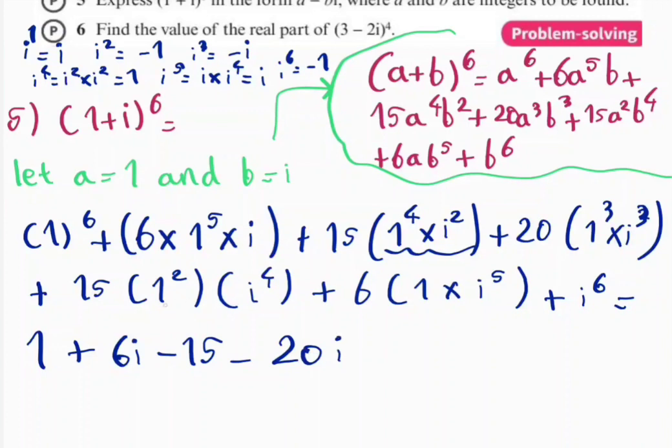Now here is just 15, because 1 times i to the power of 4 is 1, because i to the power of 4 is 1, and times 15 gives us 15. Now in this bracket, i to the power of 5 is equal to i, and i times 6 is 6i, and finally i to the power of 6 is equal to minus 1.